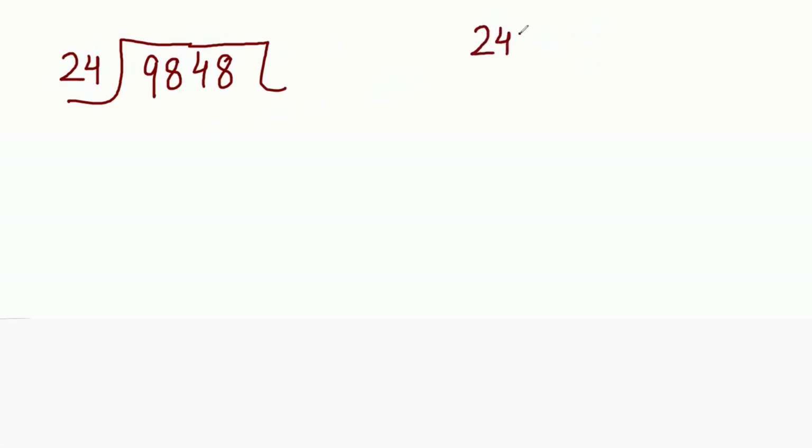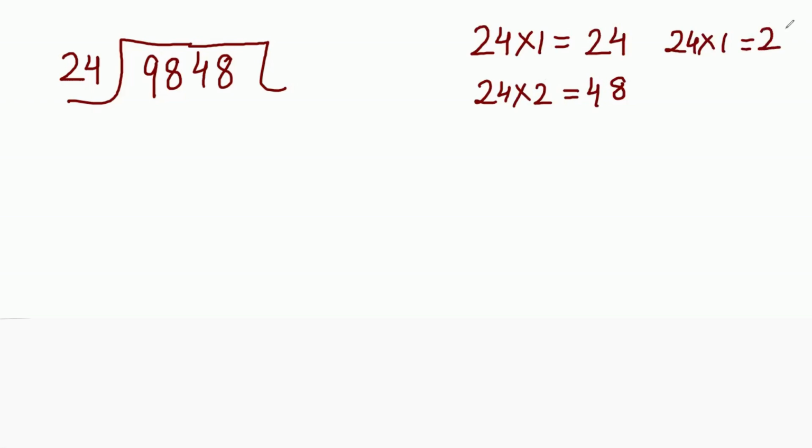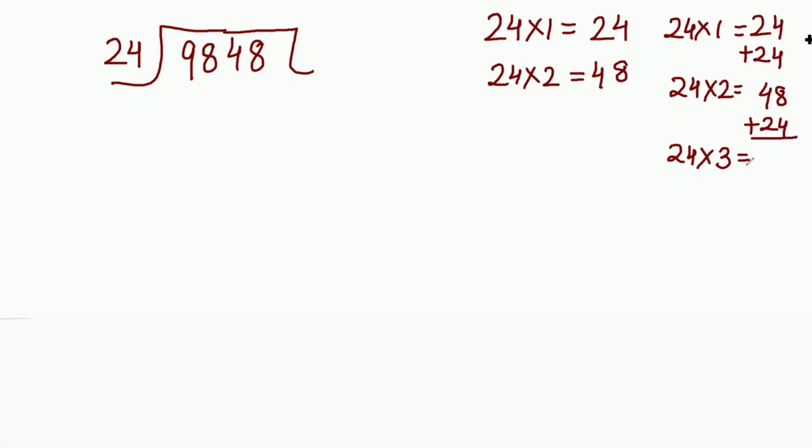The first one is we will multiply and we'll write down the answer. 24 into 2, 48. The other way is you can write down the table and then you can keep on adding 24. So 24 into 2 is equal to 48. So I'll keep on adding it. I'll get 72. So that way also you can make a table. Keep on adding the same number and you will get the table of that number.